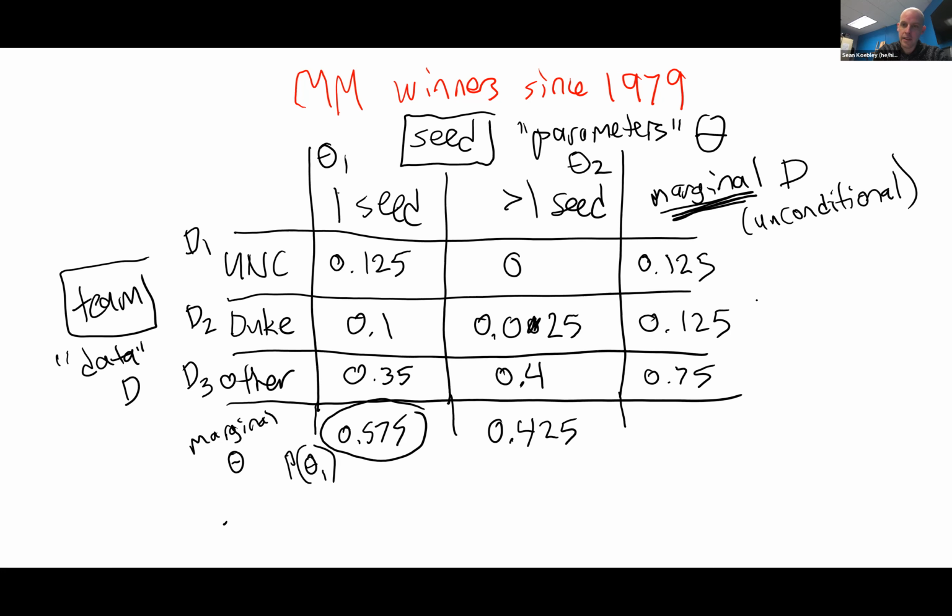You know, we can also have over here probability of D2. That's the marginal data, or the probability that Duke won a tournament. So those are relatively easy. Let's go on to a tougher one. Let's say, what's the probability of theta 1 given D2? Or the way we would say this is, what's the probability the winner was a number 1 seed, given that we know already that Duke was the winner. Say we're only considering cases where Duke was the winner. What's the probability that the winner was a number 1 seed?